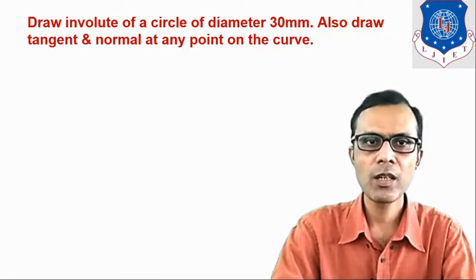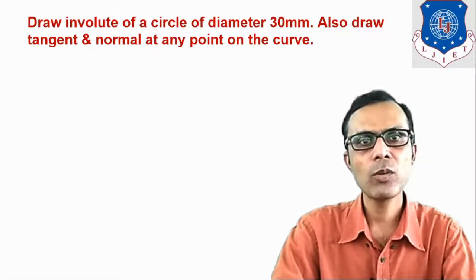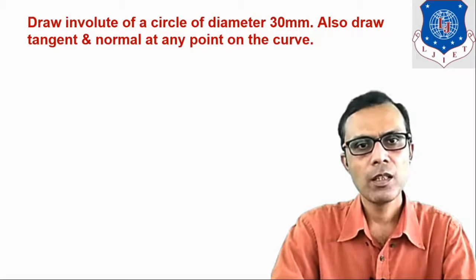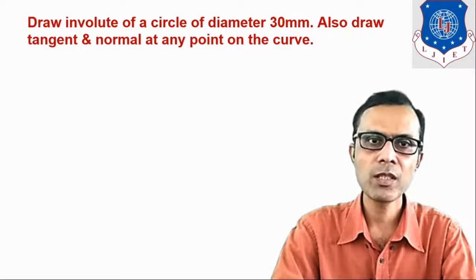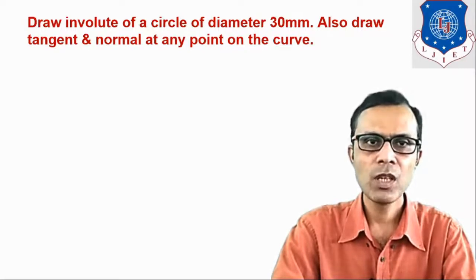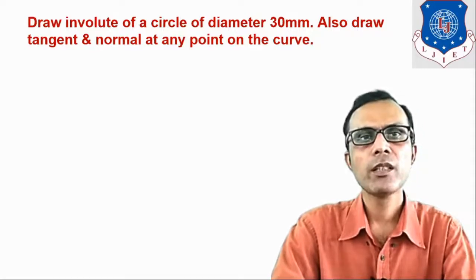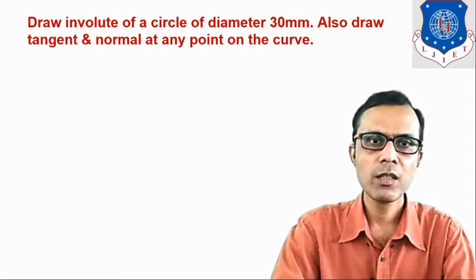In case of a circle, if the string is rounded, then the required length of the string is equal to the circumference of the circle. Here diameter is 30 mm. So circumference of the circle is equal to pi into 30. That would be the required length of the string for one complete rotation.